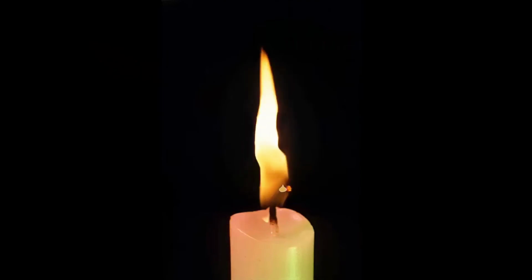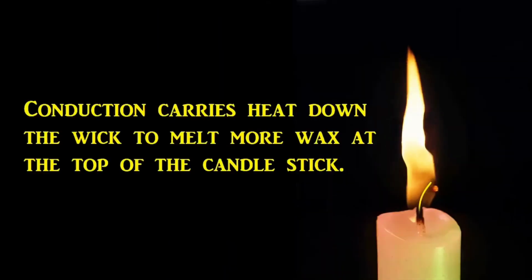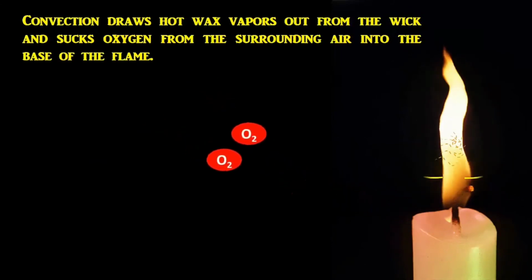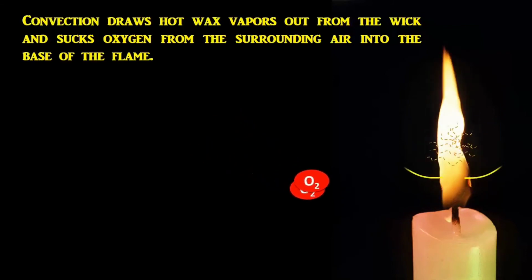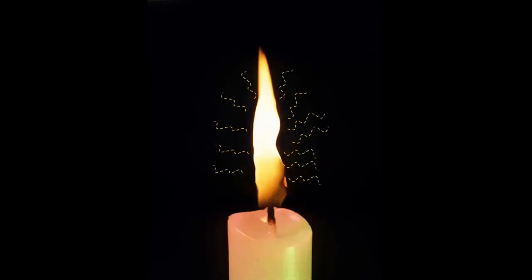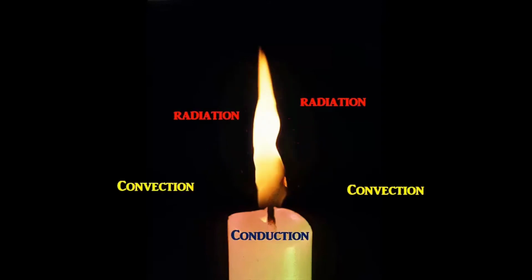Heat from the flame travels in three directions by the processes called conduction, convection, and radiation. Conduction carries heat down the wick to melt more wax at the top of the candlestick. Convection draws hot wax vapors out from the wick and sucks oxygen from the surrounding air into the base of the flame. The flame also gives off invisible beams of heat in all directions by radiation.